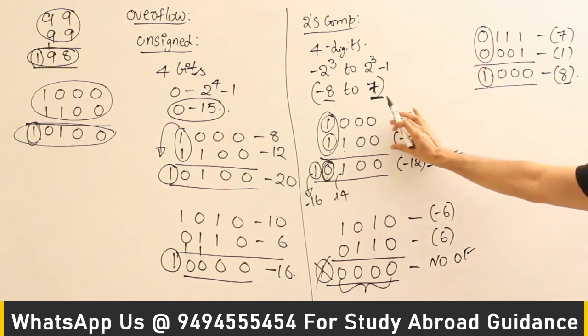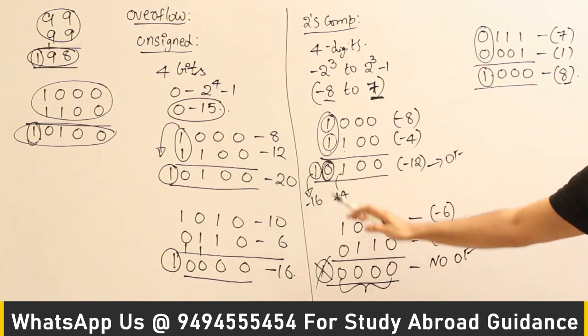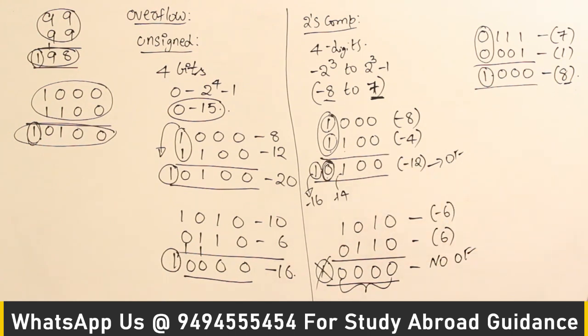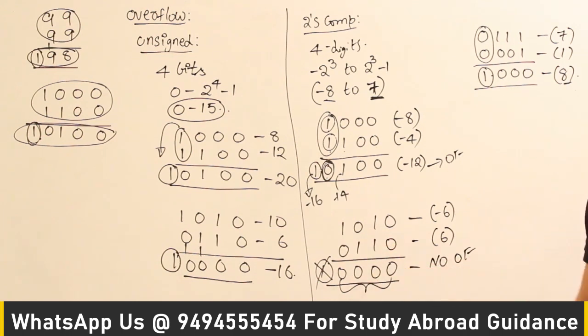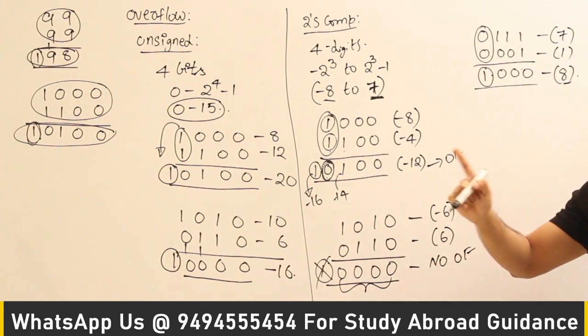See, this is an example in which when we get a carry, there is an overflow. This is an example in which when we get a carry, there is no overflow. This is an example in which when we don't get a carry, there is an overflow. Now I'll give an example in which we don't get a carry and there is no overflow.